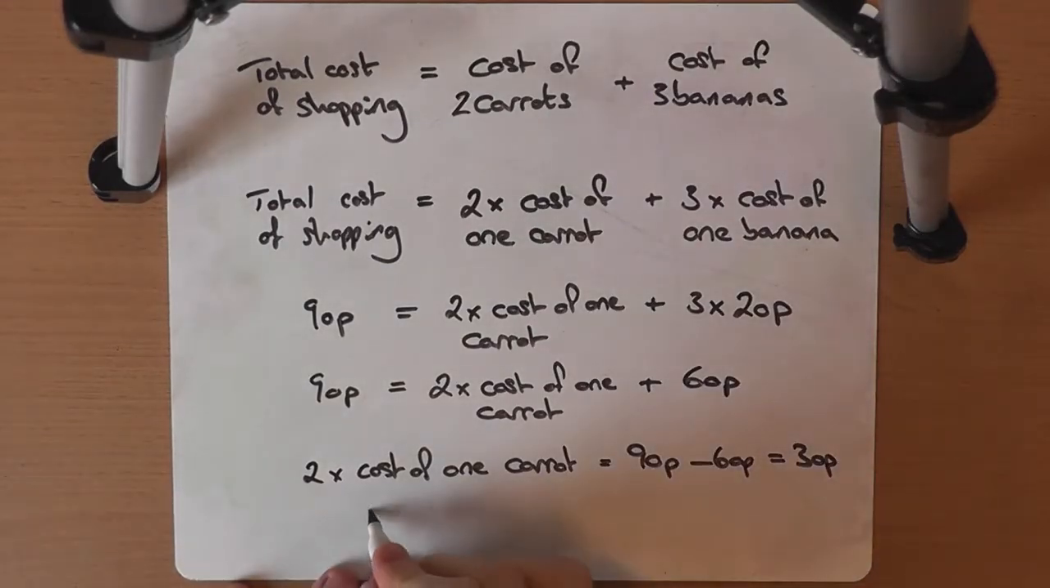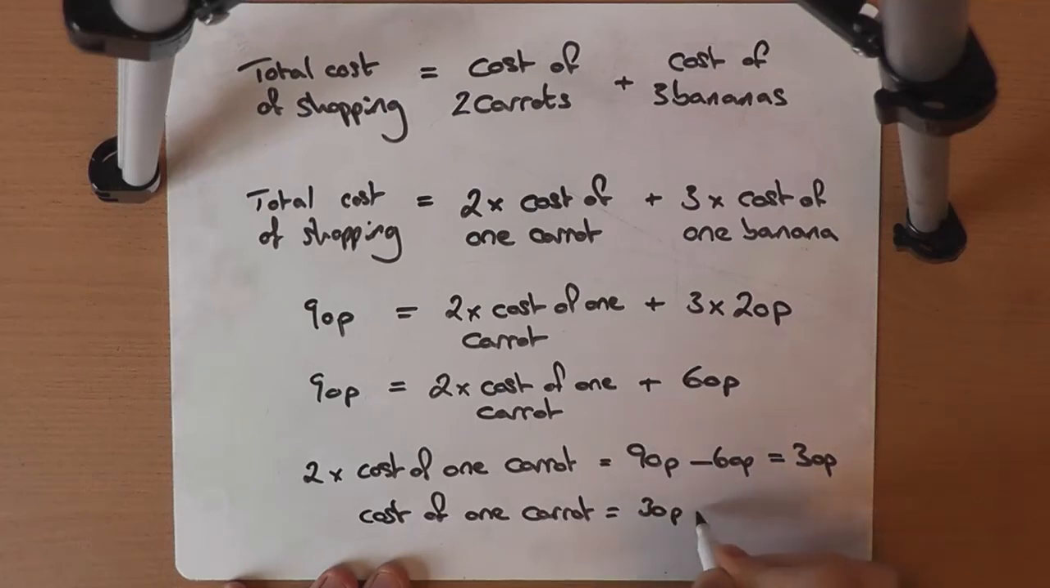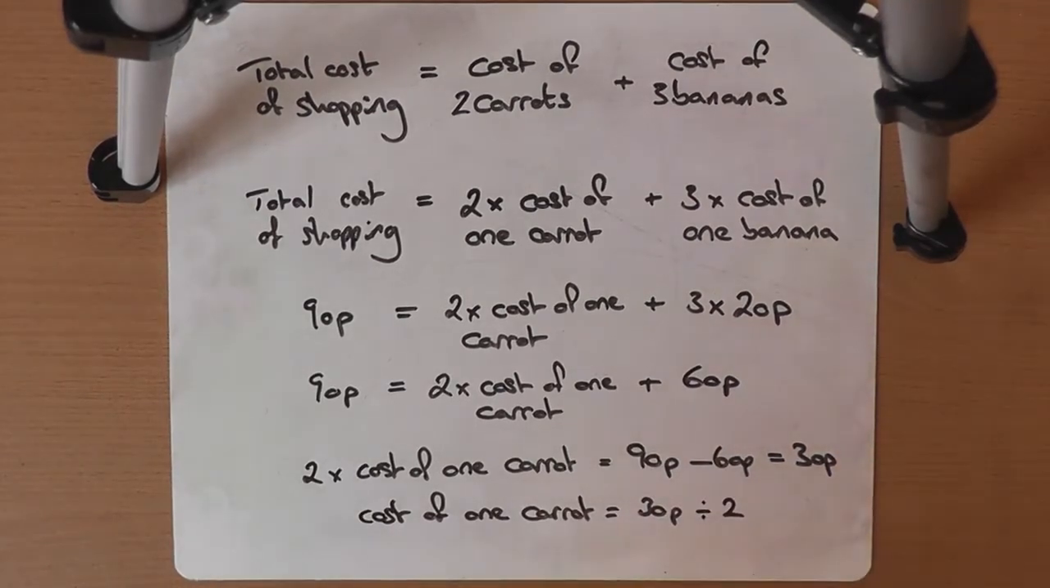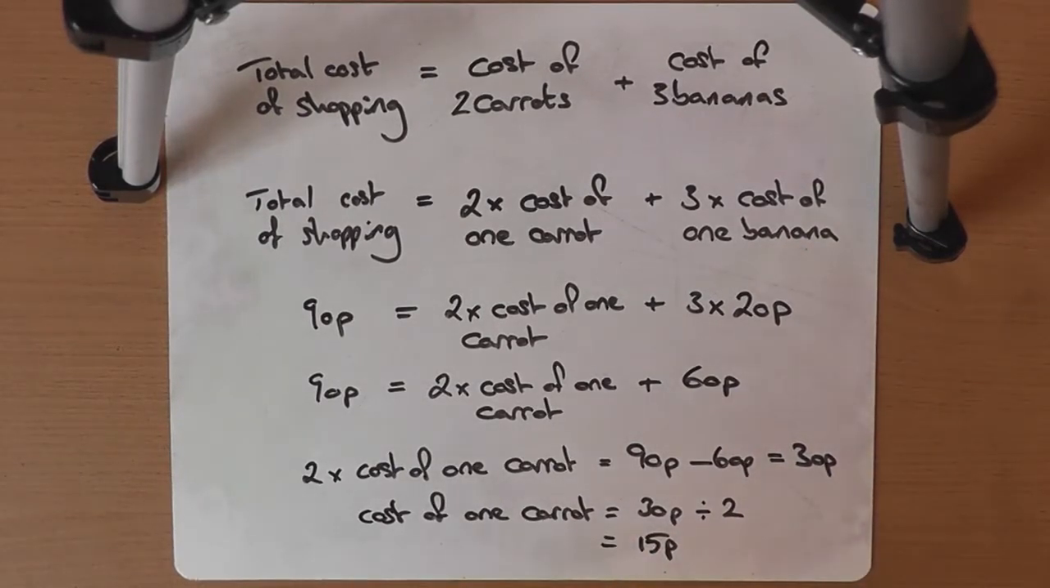So therefore, for the cost of 1 carrot, what we'll have to do is take that 30p and divide it by 2, sharing it equally across the 2 carrots. 30p divided by 2 is 15p, and therefore the cost of 1 carrot is 15p.